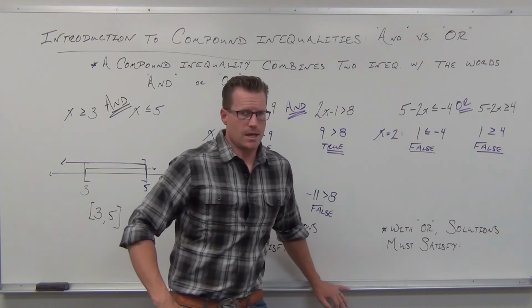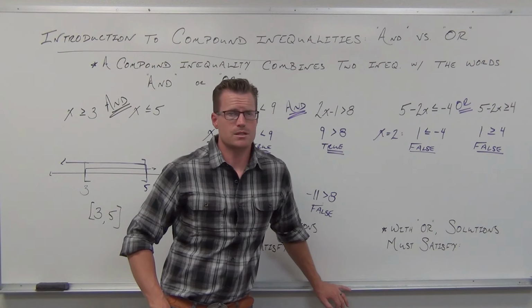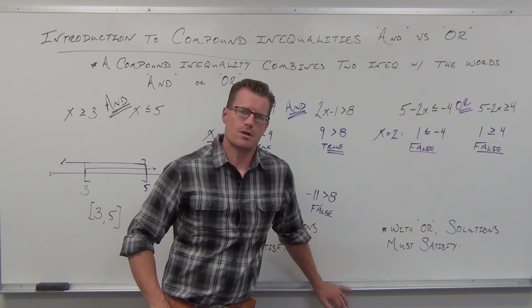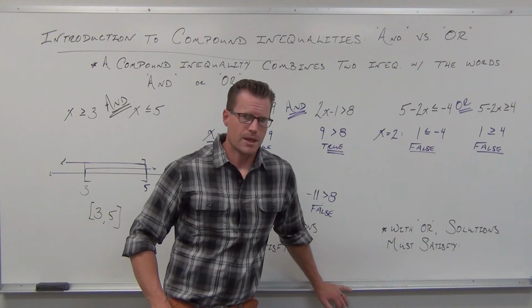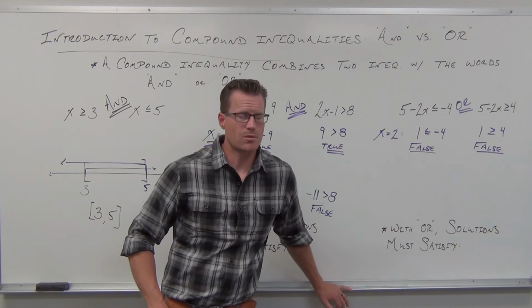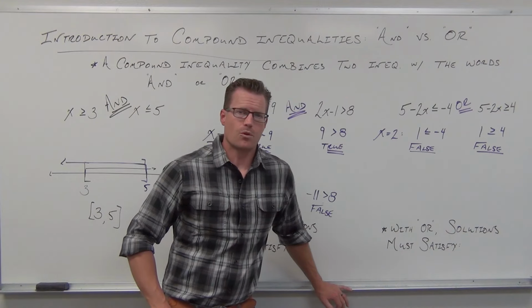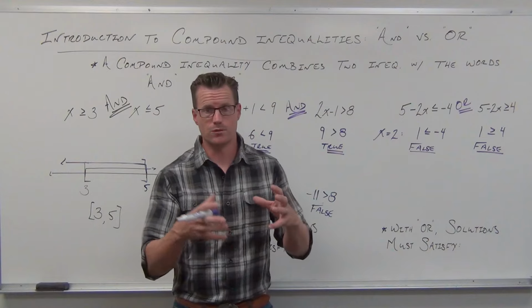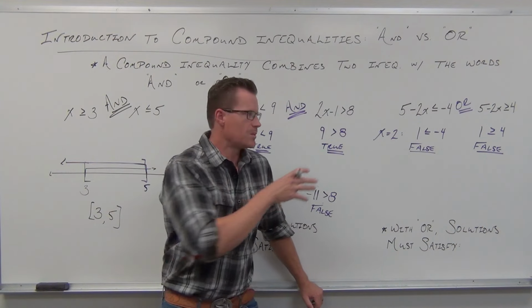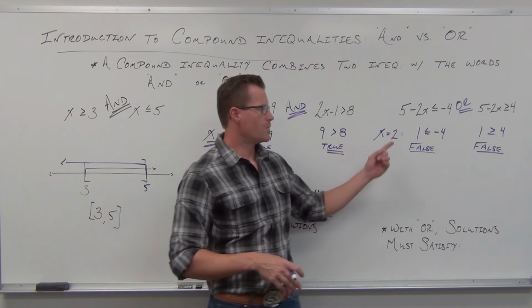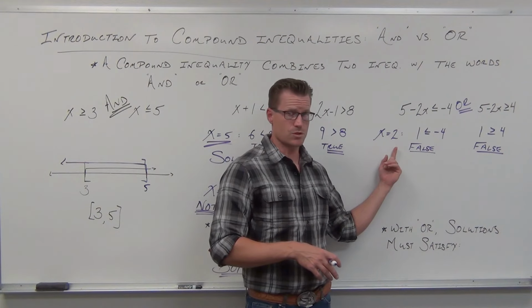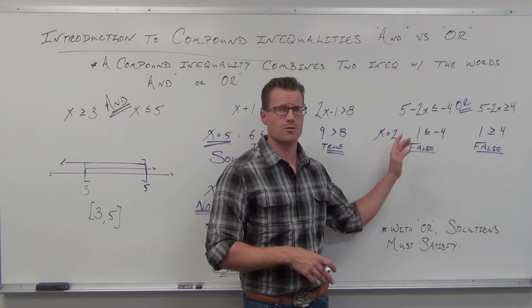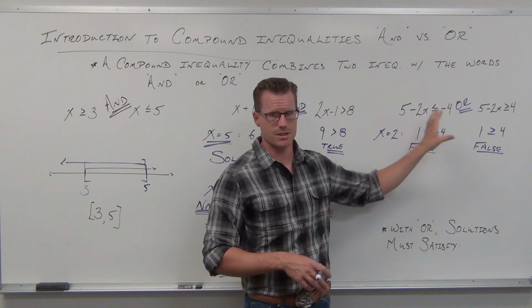This is the only case where a number is not part of the solution set for the word or: if that number is not in either inequality. Let me say that one more time because it's important. For or, and people get these confused a lot. That's why I'm spending so much time on this short little video here. This is the only time with or you don't have a solution, if that number fails to work for either of these inequalities.